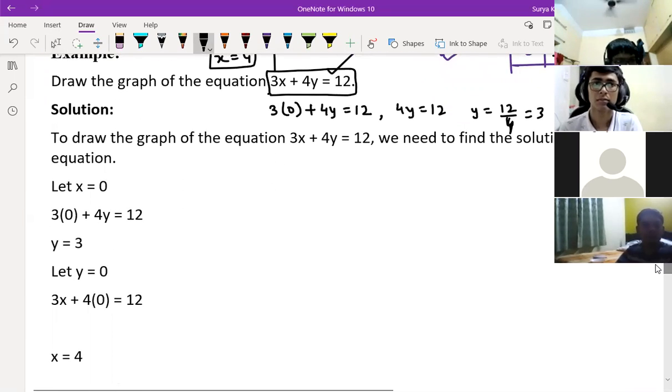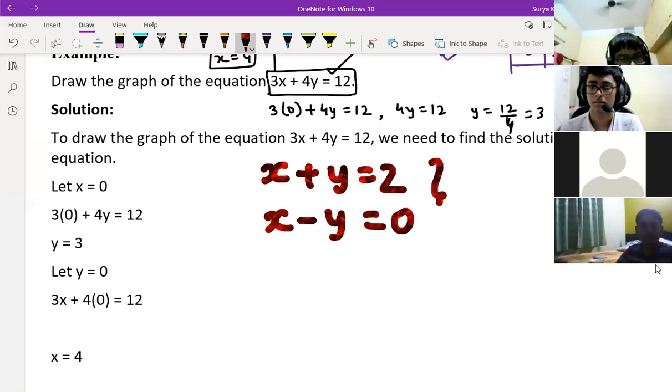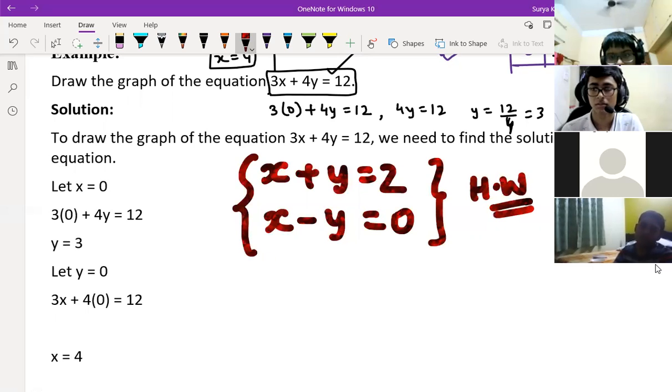Suppose a pair of two equations is there: x plus y is equal to 2 and x minus y is equal to 0. How many solutions will come for this pair of equations? Tell me. Is there a third variable z, sir? No, x plus y is equal to 2 and x minus y is equal to 0. If you solve this at home, this is your homework. Draw proper headings.